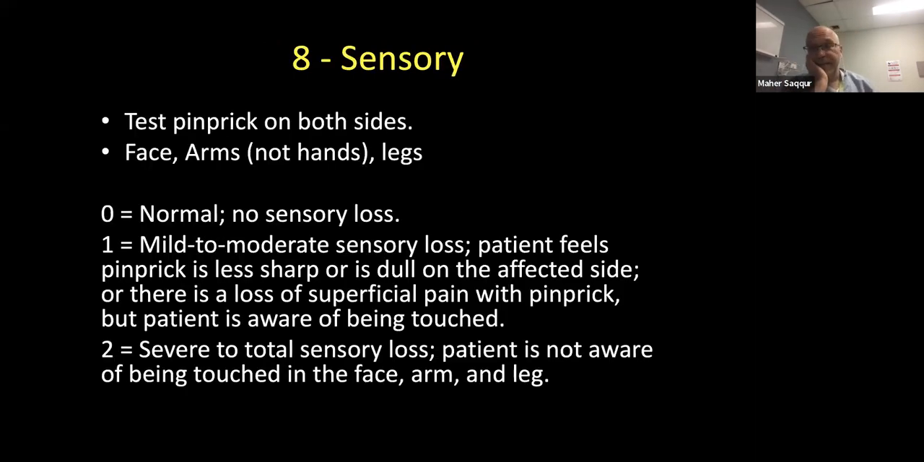Then after that, item 8 is the sensory exam. In the sensory exam, you test tactile sensation only in the face, arms, and legs bilaterally. So touch it, both feeling the same, normal, 0. If there is a slight decrease in sensation on one side compared with the contralateral side, in the face, arm, or leg, then I give them 1. If there is severe to total loss of sensation on one side, in the face, arm, and leg, compared with the contralateral side, then I will give them 2. So it'll be 0, 1, or 2.